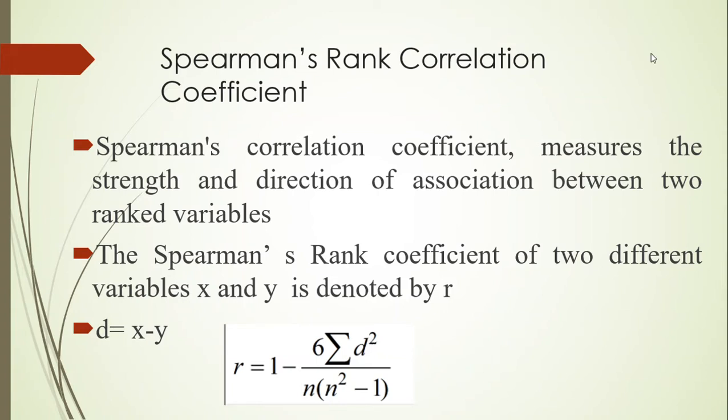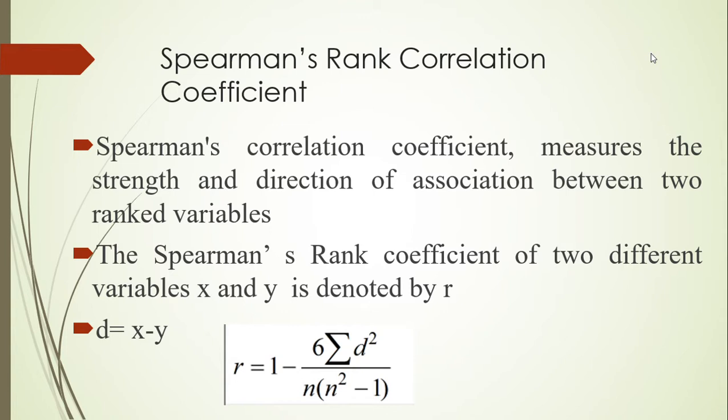Hello friend, in this video we will discuss Spearman rank correlation coefficient. It is the mathematical method to check a rank correlation between two variables. So Spearman correlation coefficient measures the strength and direction of association between two rank variables.